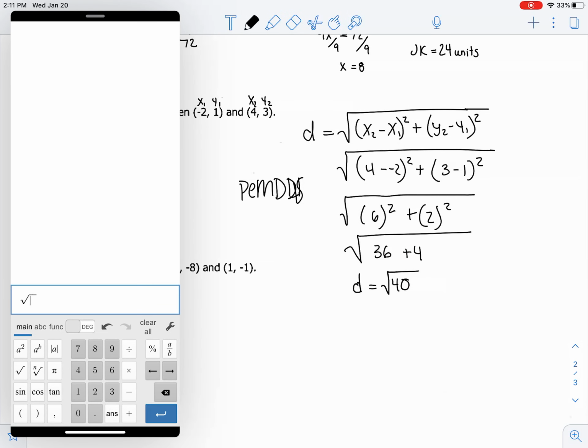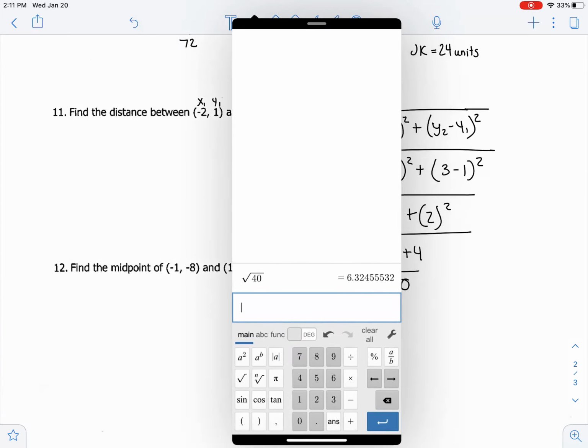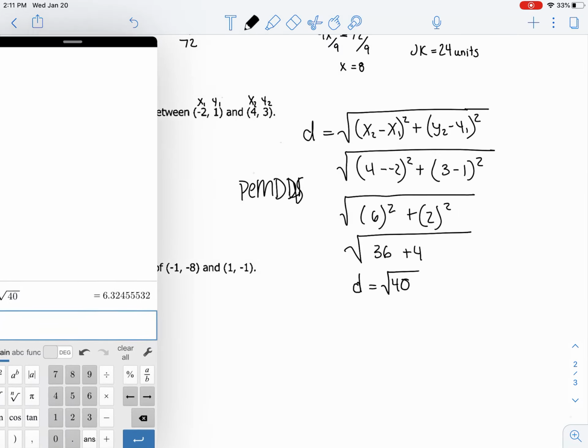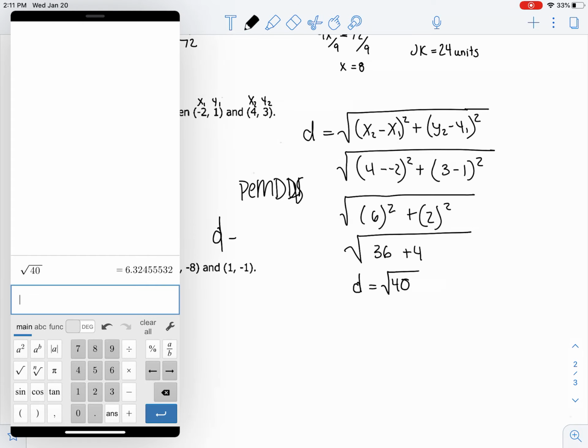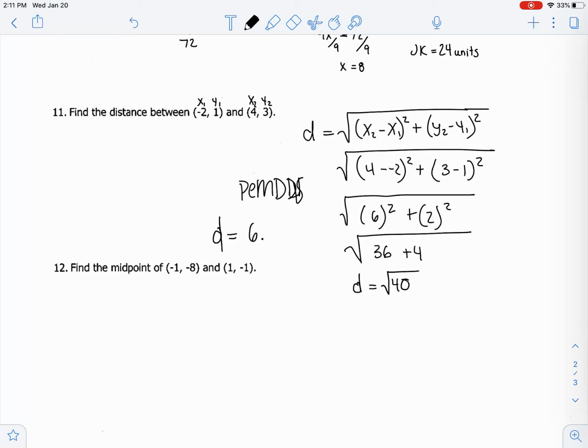Will I accept a decimal? Not really. If you gave me an approximation that was rounded to less than 2 decimal places, I did not accept it. If you're going to round, you need 2 decimal places. So the distance is approximately 6.32, but this is a perfect answer right here.